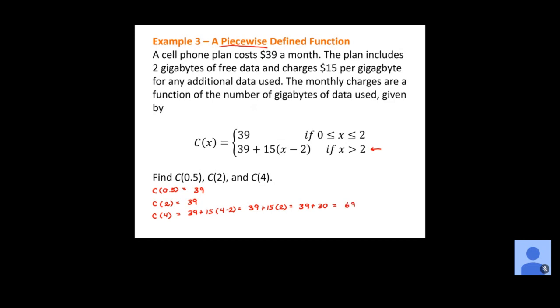Now, in this case, because all of these are actually a real-world problem, we're trying to figure out what these values represent. These are dollar amounts because this is telling us how much we would actually be charged for that many gigabytes of data. And so for each one of these now, I'm going to say that first one's $39. Same thing with C of 2, that's $39. And then finally, this last one's going to be $69 if we were to use 4 gigabytes of data. So just always think about your units, especially on your word problems. Make sure that you understand what your final answers are actually representing.